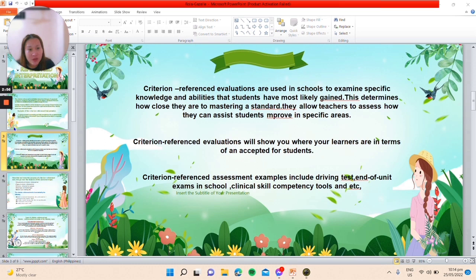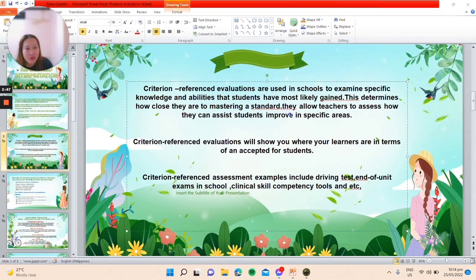They allow teachers to assess how students improve in specific areas. Criterion-referenced evaluation will show you where your learners are in terms of acceptable or unacceptable performance. Criterion-referenced assessment examples include the driving test, end-of-unit exams in school, clinical skills competency tools, and so on.